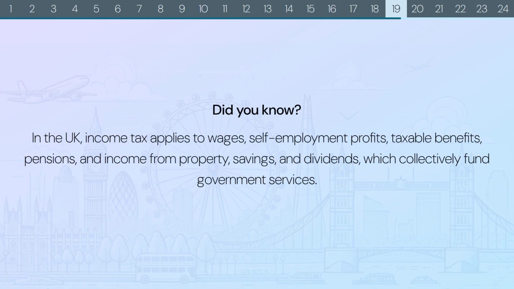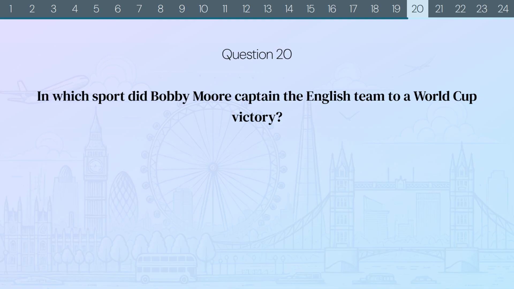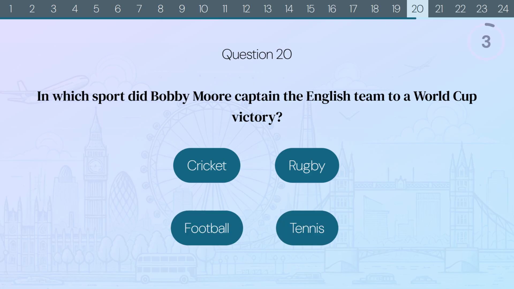benefits. Did you know? In the UK, income tax applies to wages, self-employment profits, taxable benefits, pensions, and income from property, savings and dividends, which collectively fund government services. Question 20. In which sport did Bobby Moore captain the English team to a World Cup victory? Cricket, rugby, football, or tennis? The correct answer is football.